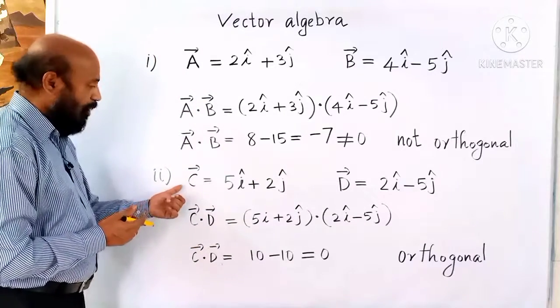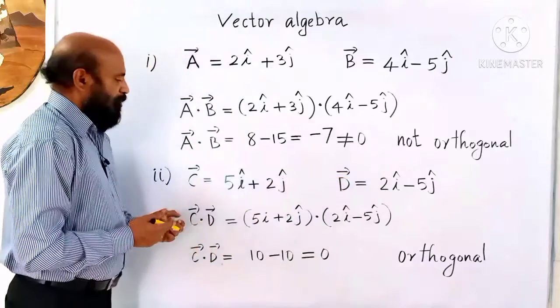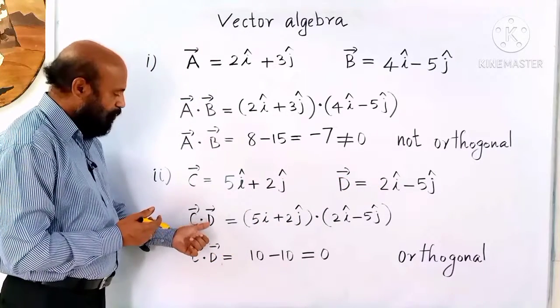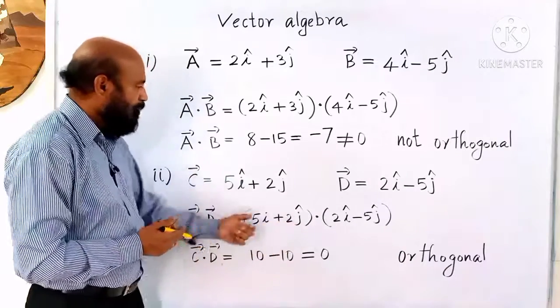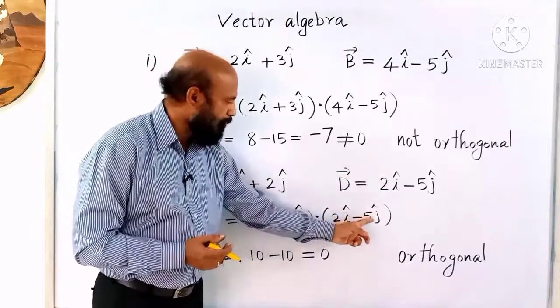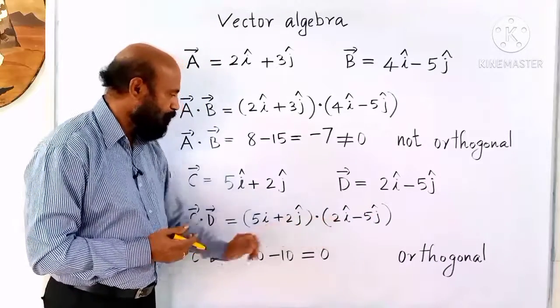Now let us see another example. C vector and D vector. Now take the dot product. C vector dot D vector. C vector is 5i plus 2j. D vector is 2i minus 5j. I dot I is 1. 5 into 2, 10.